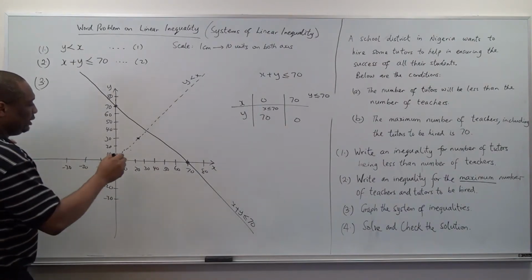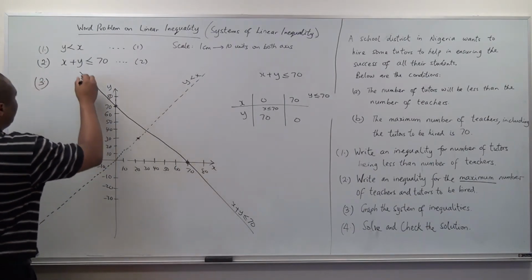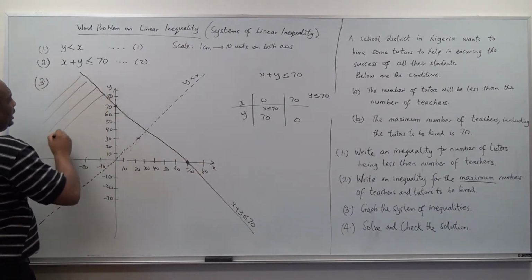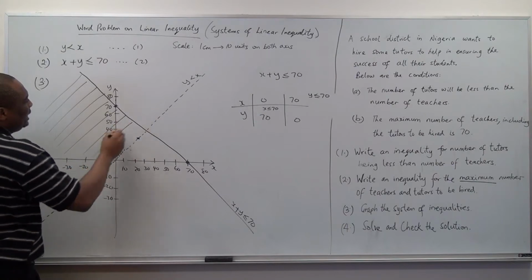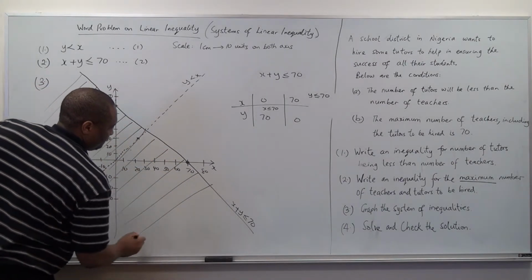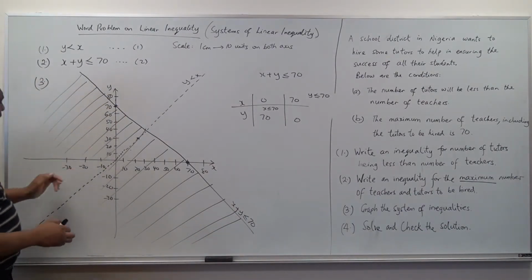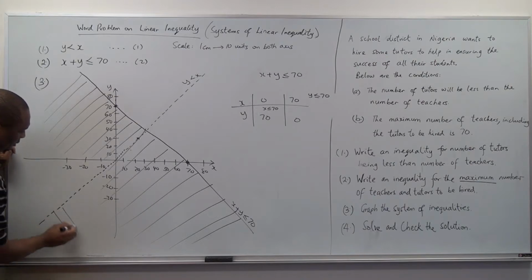Okay? So actually we'll see that the region that satisfies this inequality will run around here. You shape this like this, because this is less than. And then for this, it is less than, so you have it this way.